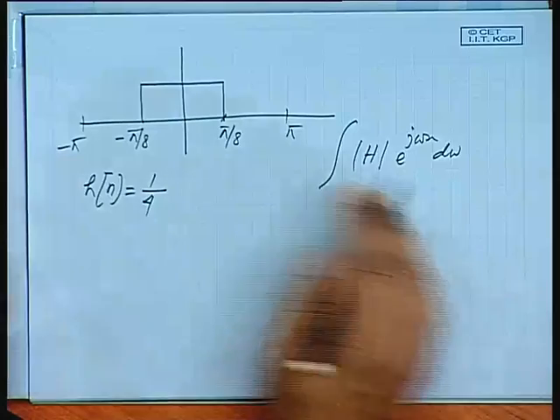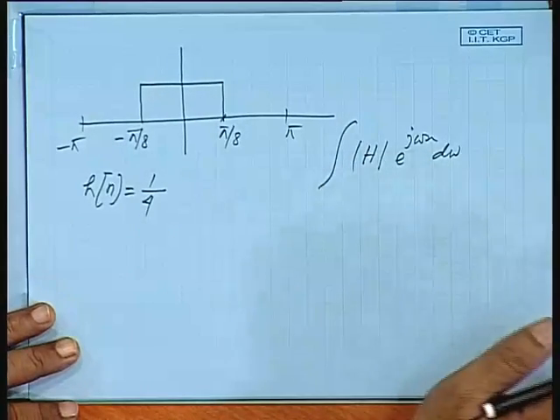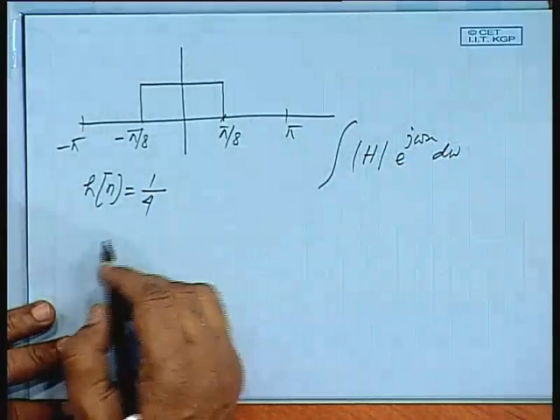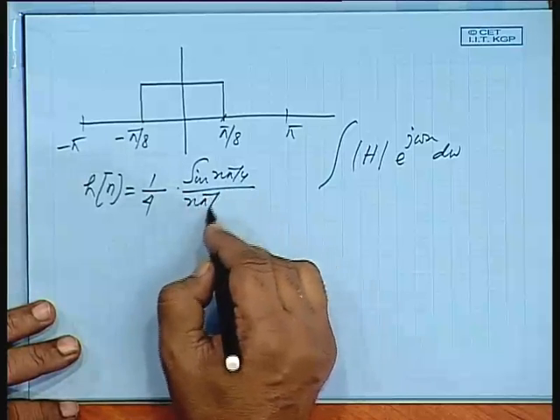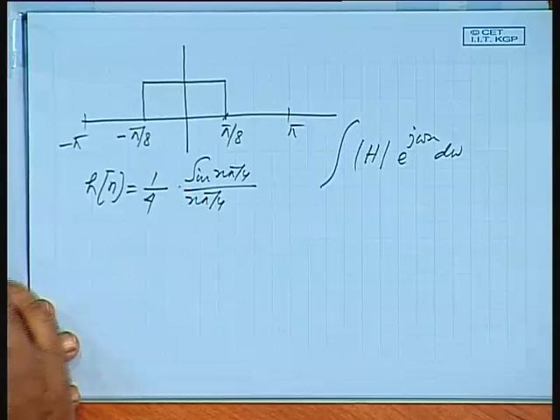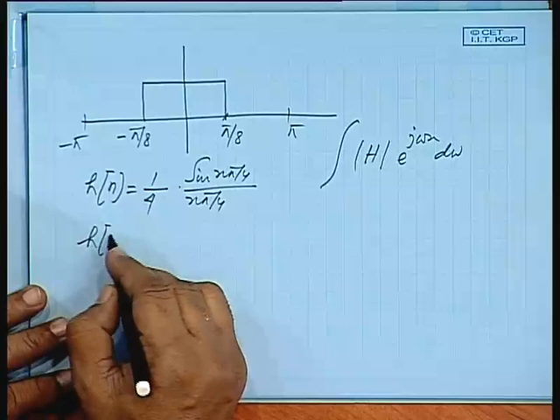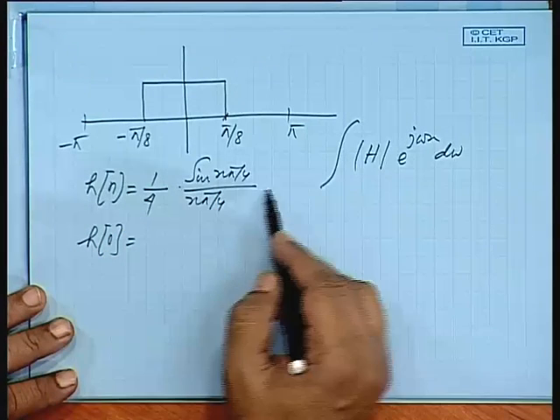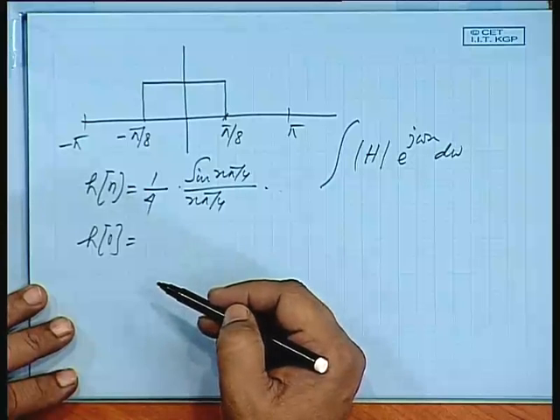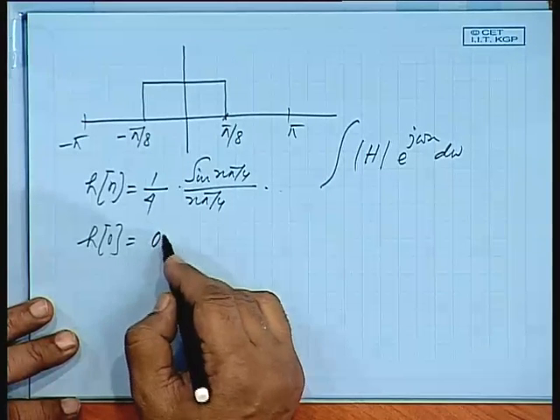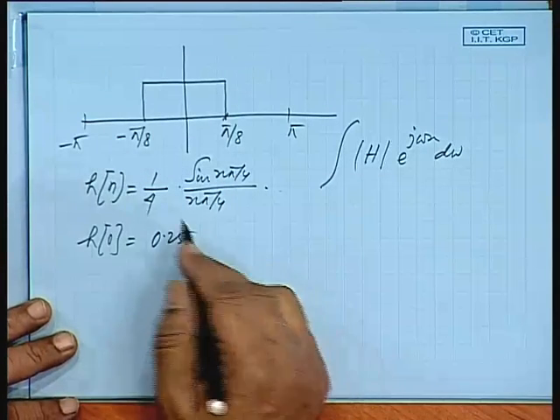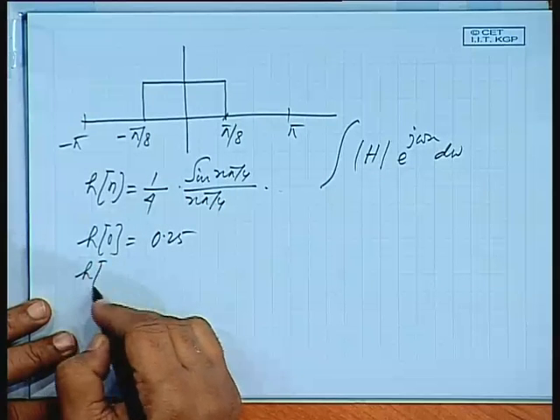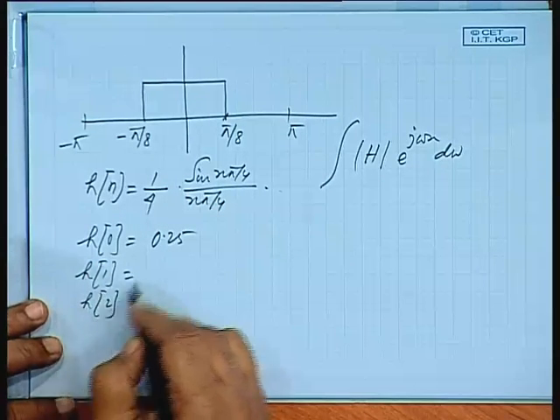Whatever coefficients you get, you shift it by so many steps, you get the desired filter. So, 1 by 4 sin n pi by 4 by n pi by 4. Put different values of n and compute h. Say n is equal to 0, so h 0. Except at n is equal to 0, other values will be very easily computed. So, this is 0.25, n is equal to 0, sin 0 by 0, basically sin theta by theta, theta tending to 0, so that is the limit 1. h 1, h 2 and so on, you compute.